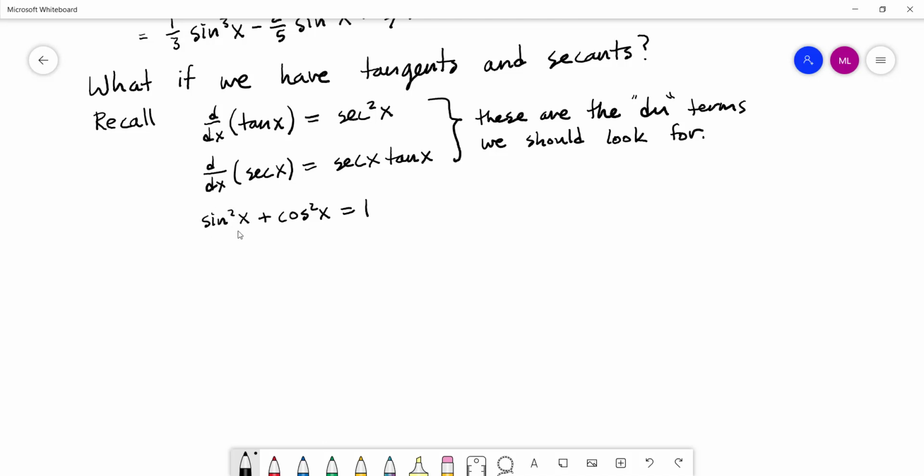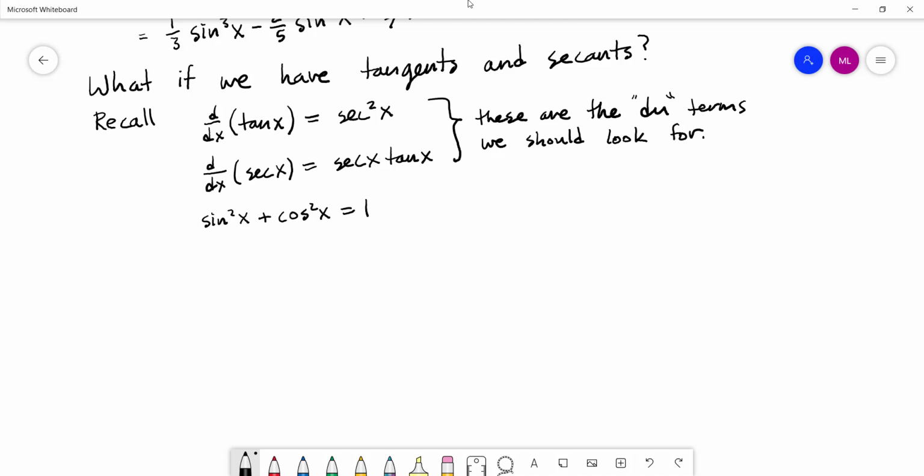Well, we've got to look at which terms, if we divide this whole thing by sine squared or by cosine squared, are we going to wind up with tangents and secants or cotangents and cosecants? So in this case, if I were to divide everything by sine squared, this term would become 1. But over here I'd have cosine over sine. That's a cotangent, and that's not what I want here.